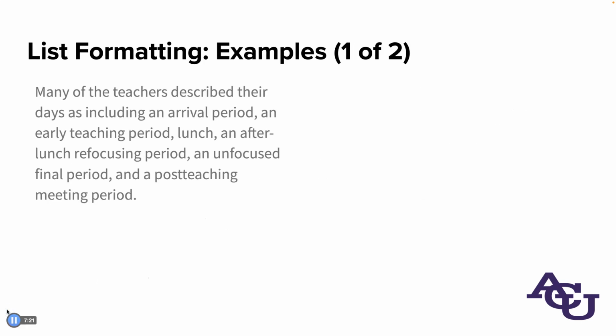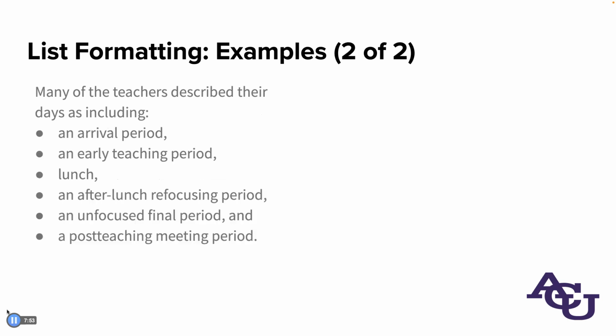So let's look at some text here that involves a list. "Many of the teachers described their days as including an arrival period, an early teaching period, lunch and after-lunch refocusing period, an unfocused final period, and a post-teaching meeting period." Now, by itself, we have a set of information about what happened in these teachers' days. And it's there. We can guess some things about why it's in this order, but it'll be a little bit more clear if we have it laid out as a bulleted list.